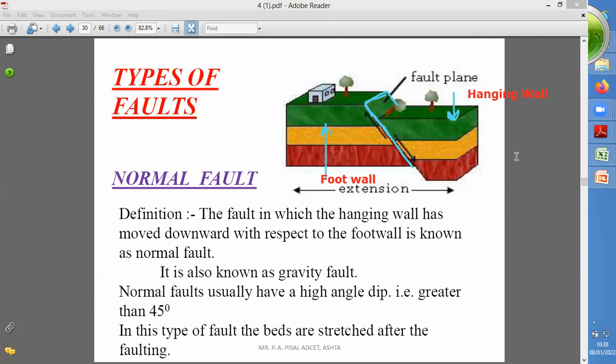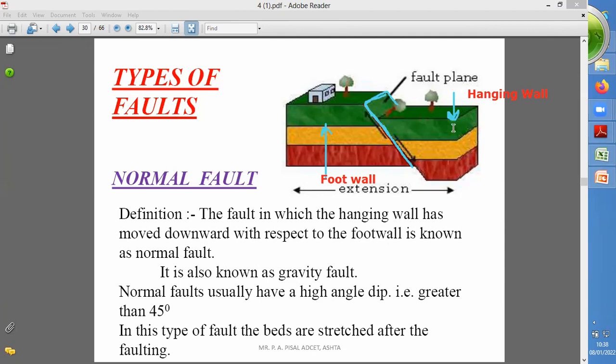Okay, so what is the definition of normal fault? The fault in which the hanging wall has moved downward with respect to the footwall. That means if the hanging wall goes down relative to the footwall, then such a type of fault is considered a normal fault.